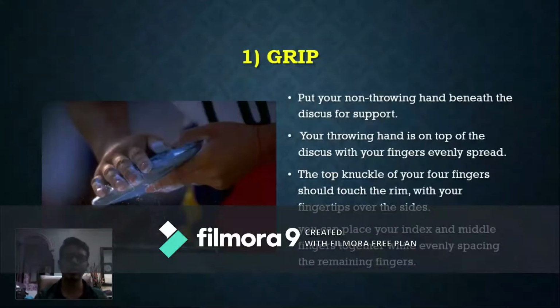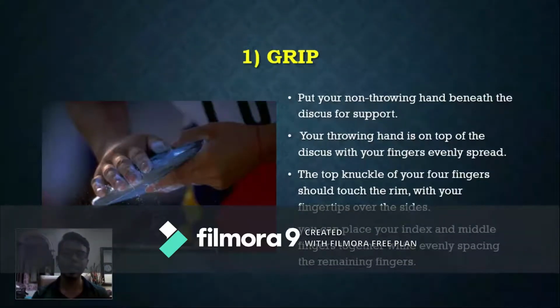Okay. Step 1. Grip. You must put your non-throwing hand beneath the discus for support. Your throwing hand is on top of the discus with your fingers evenly spread. The top knuckle of your forefingers should touch the rim with your fingertips over the sides. You can place your index and middle fingers together while evenly spacing the remaining fingers.